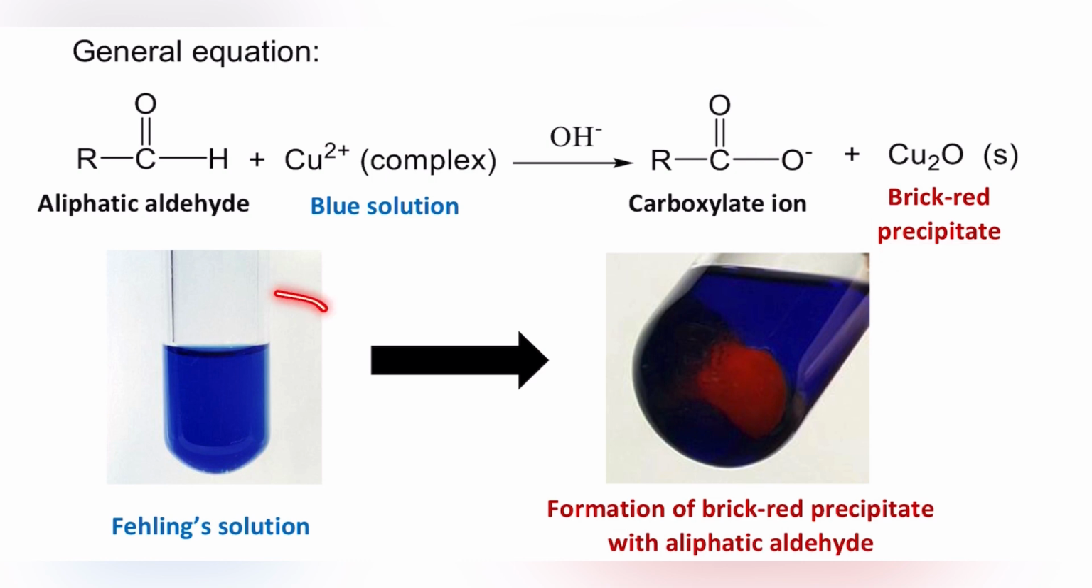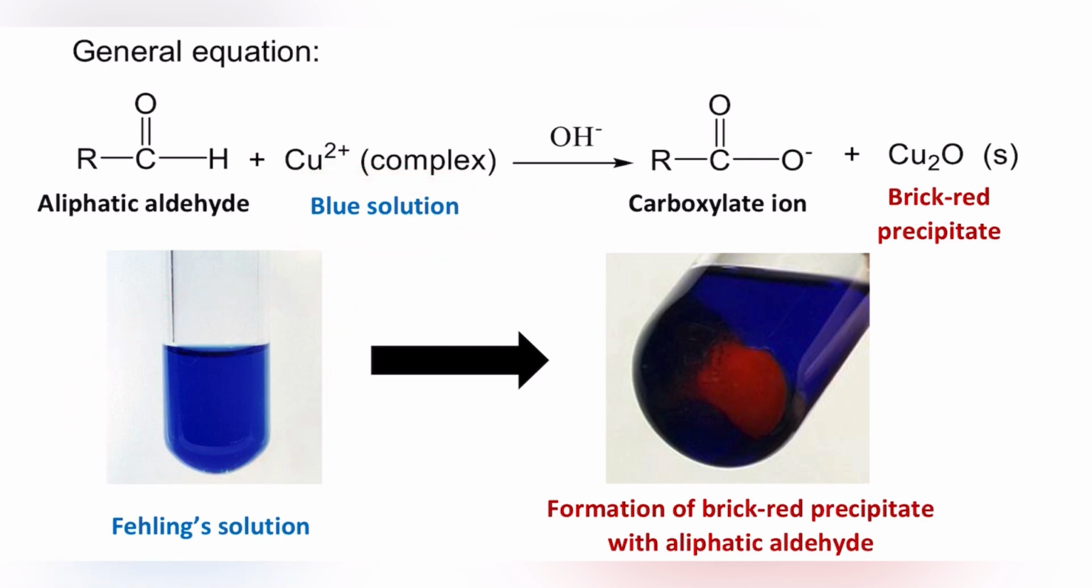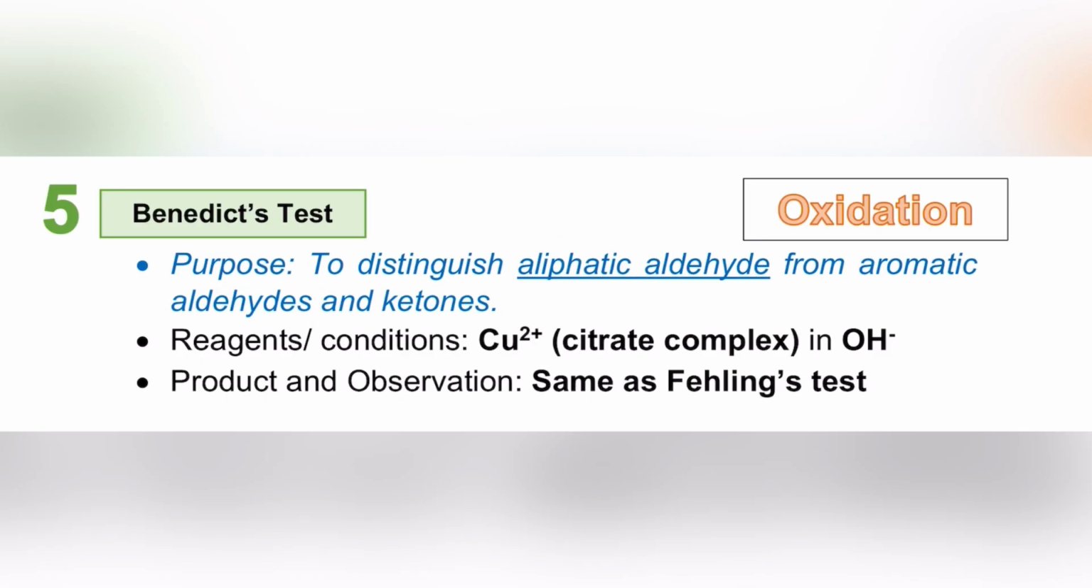So for example, I got my aliphatic aldehyde mixed with Fehling solution, which is our blue solution. After a while, it will form brick red precipitate here. So you should realize that this one shows the positive result for Fehling test. Next one, we also got Benedict's test. This is how you want to distinguish the same thing as Fehling test. You want to distinguish aliphatic aldehyde from aromatic aldehyde and ketone.